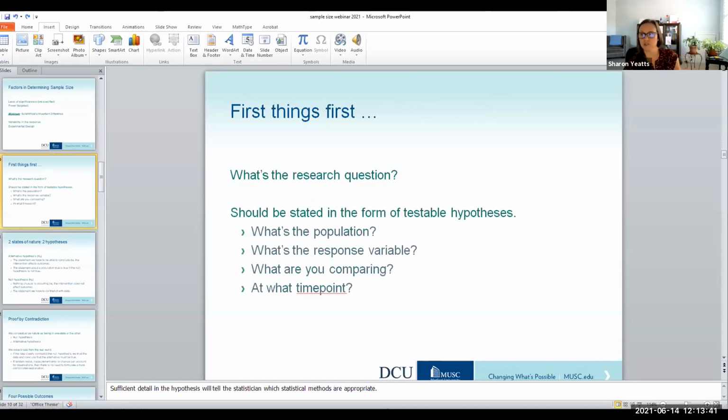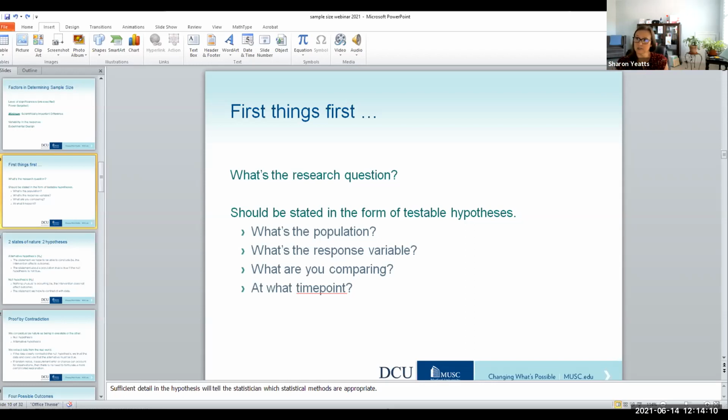So first things first, before you can have this conversation with your biostatistical colleague about the sample size, you have to have a very clear statement of the research question. And at the beginning of this course, I don't know if they're still doing it that way, but we often talk about these sort of elevator pitches where you have 3 to 5 minutes, right, to explain what your question is.